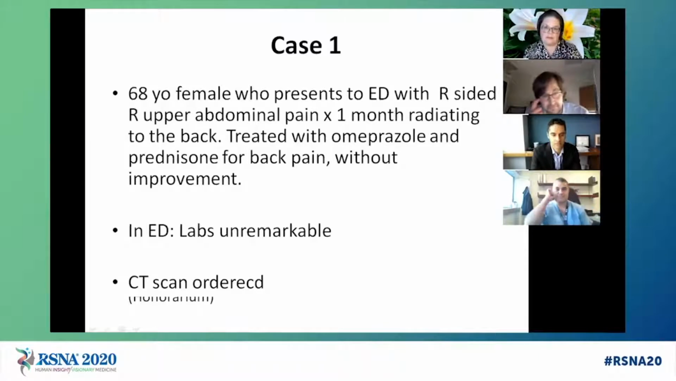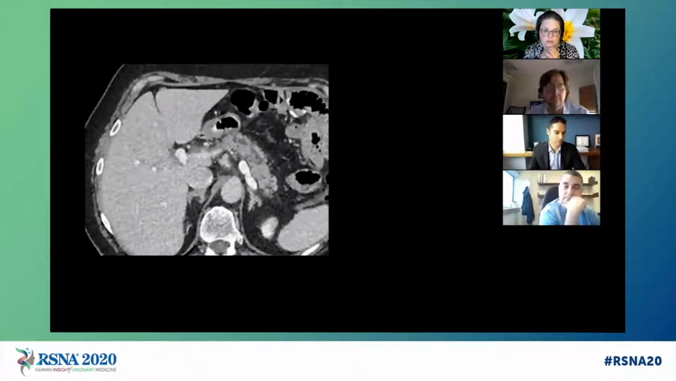Okay, so this is our first case. It's a 68-year-old female who presented to the emergency department with right upper abdominal pain for 1 month, radiating to the upper back. She was treated as an outpatient by her PCP with omeprazole and prednisone for back pain, but without improvement. In the ED, she had labs drawn. They were unremarkable, and this is what her CT scan showed.